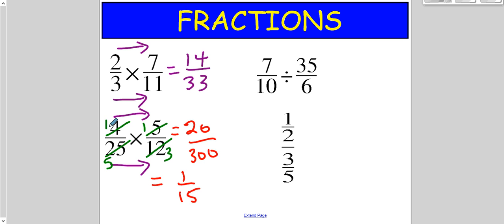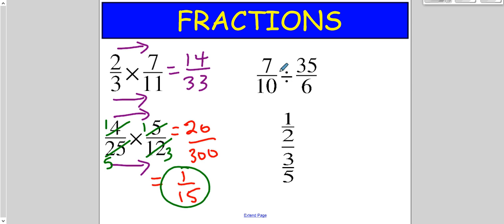And now if I multiply through, I get 1 times 1, which is 1, and 5 times 3, which is 15. So it brings me to that simplified fraction right away if I simplify it first when I'm doing this. So I'll show you again in division how that works.